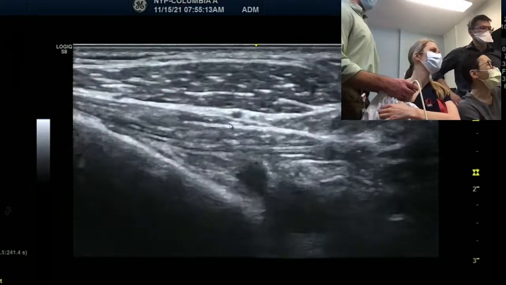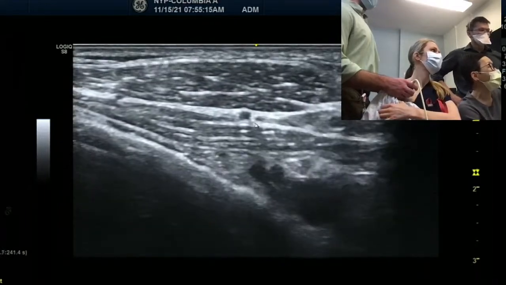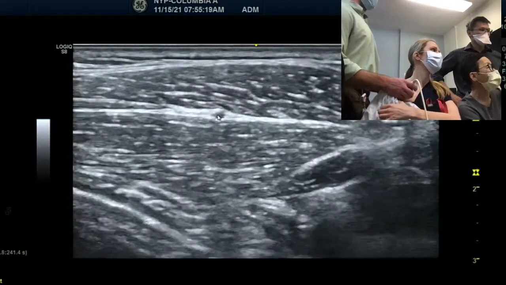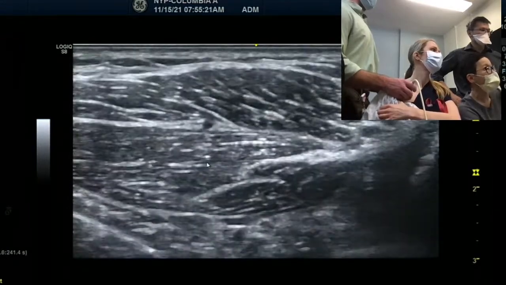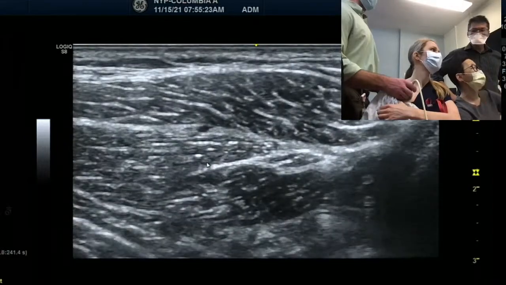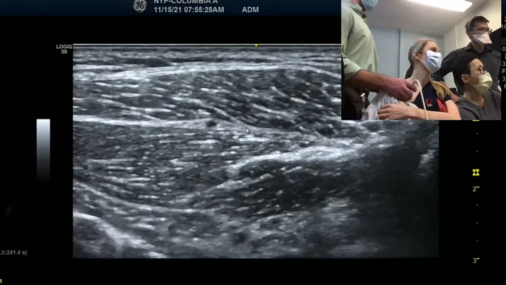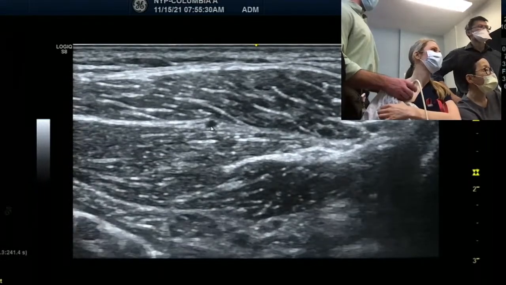We have to see if this is the lateral pectoral nerve or the medial pectoral nerve. It's probably the lateral pectoral nerve. Right? This is the lateral pectoral nerve. Stay there. So this is the pec major, minor. Pec major, minor is supplied by the lateral pectoral nerve.